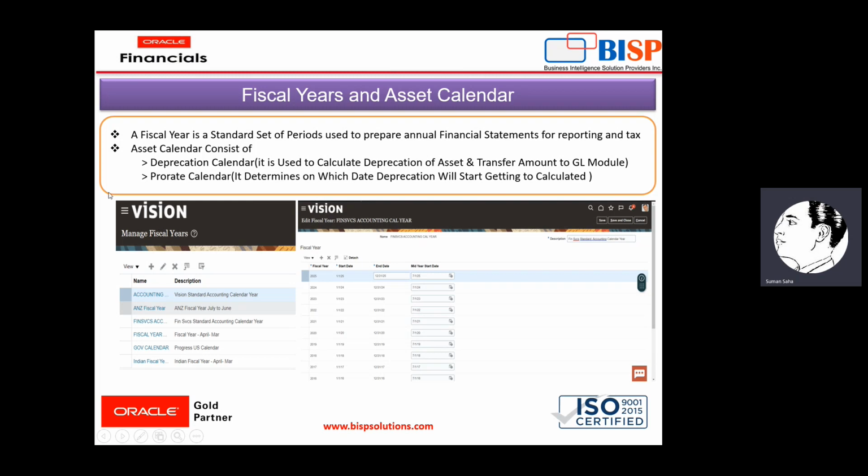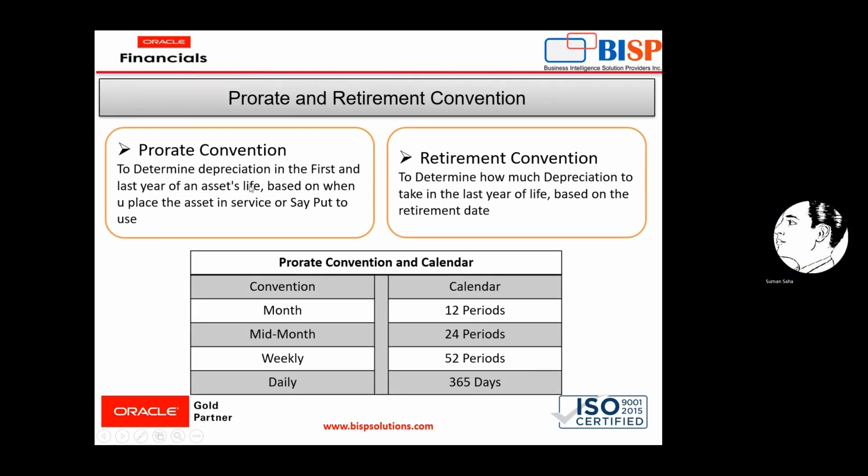And the prorate calendar, we discussed that. It is basically how to calculate the asset depreciation in the first year of the asset. And retirement conventions similarly decide how the depreciation is calculated at the point of retirement of the asset. So for prorate convention and calendars, monthly basis is 12, mid-month is 24, weekly is 52 weeks and daily is 365. So we had discussed that yesterday.